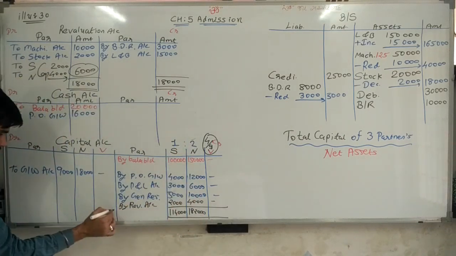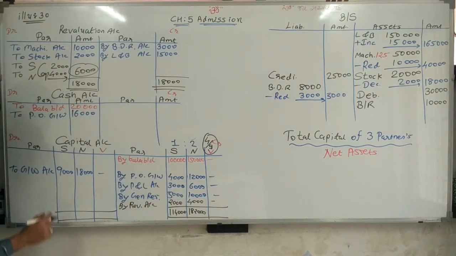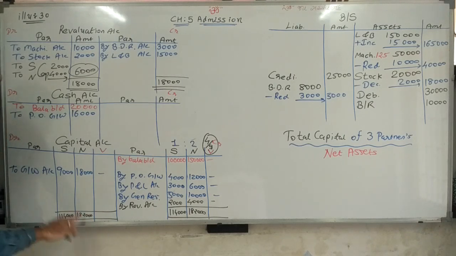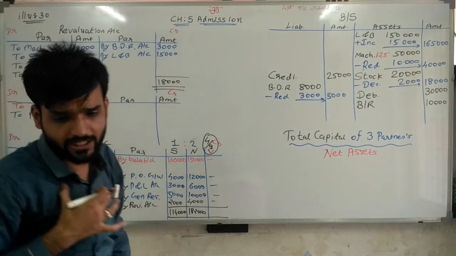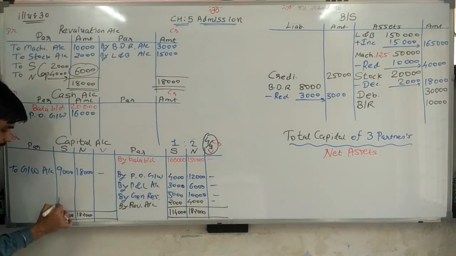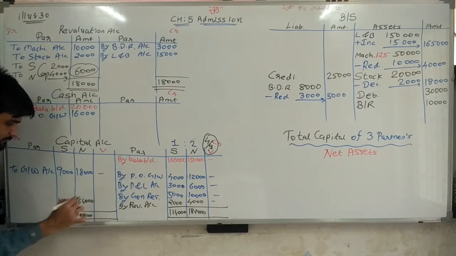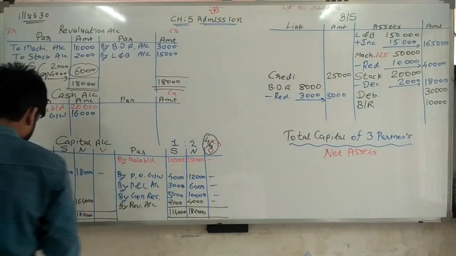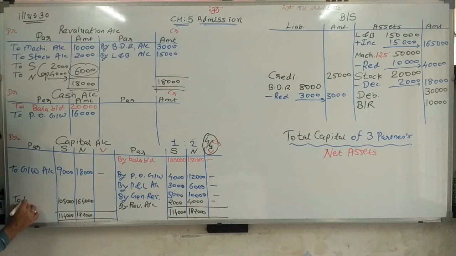Now, writing this total here also. From this total, we are deducting 9,000 and 18,000. From 114 minus 9,000, and from 182 minus 18,000. So 105,000 and 164,000 are my balances, and this is the capital of the partners.